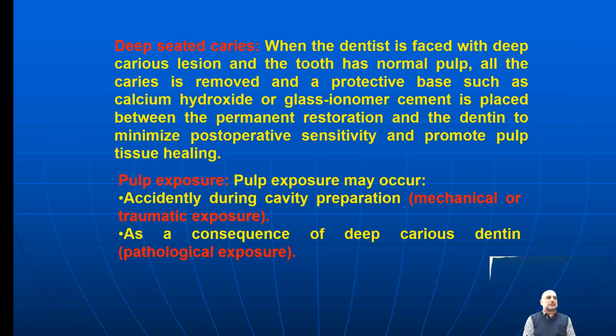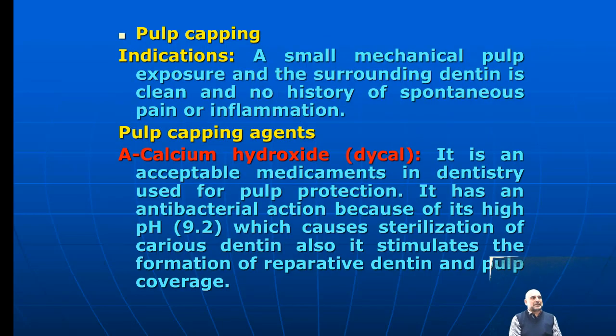Pulp exposure may occur accidentally during cavity preparation, as mechanical or traumatic exposure, or as a consequence of deep caries dentine, which is pathological exposure. Pulp capping. The indication of pulp capping is a small mechanical pulp exposure, where the surrounding dentine is clean and there is no history of spontaneous pain or inflammation.